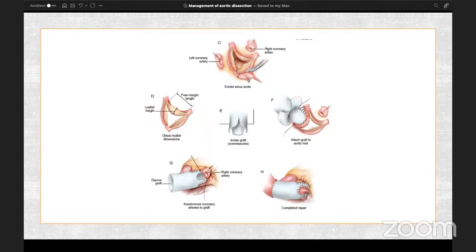remodeling or reimplantation technique, in which you preserve the valve, but you replace the root with a tube graft. You're making a tongue, you excise the sinuses, and then you tailor the tube graft to suture it around the commissures, and you mobilize the coronary ostia. Eventually you reimplant them to the Dacron graft. This is what's called the David procedure.